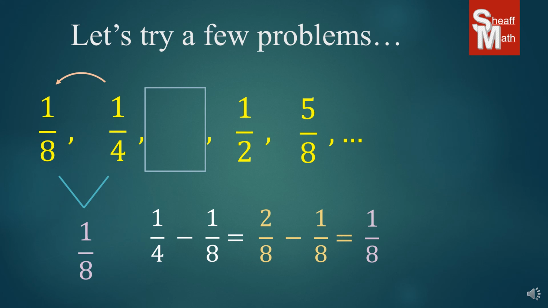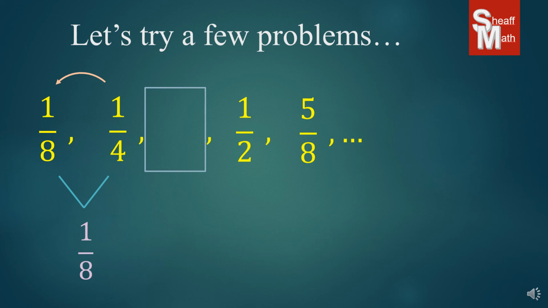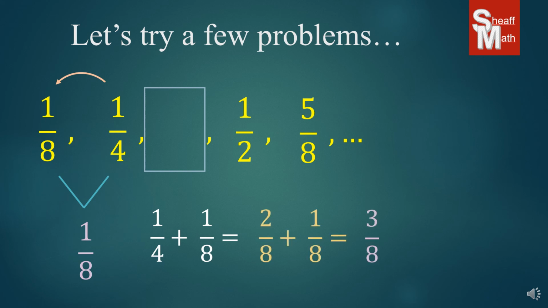So what would we do here? We would look at 1/4 there in the yellow, and the box to the right of it, we're simply going to add 1/8. So 1/4 plus 1/8, again, you need to have common denominators, so we'll change that 1/4 to 2/8. We add them and we get 3/8. So there is our missing number.